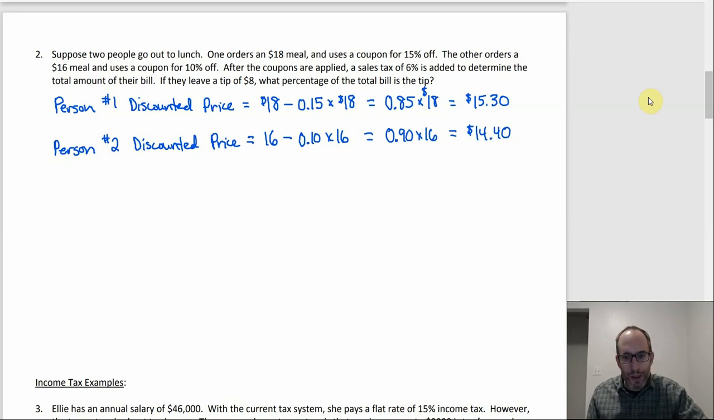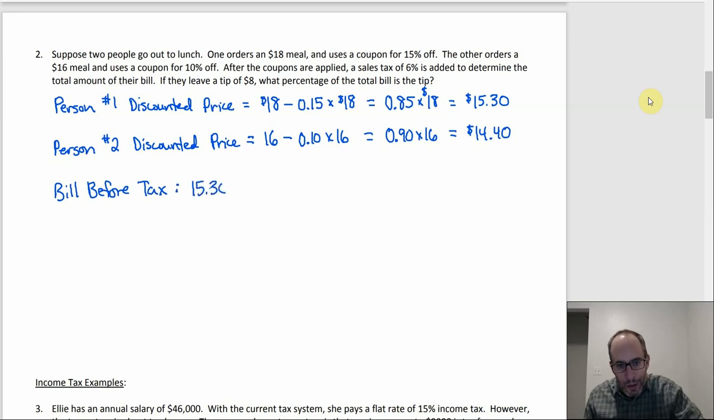Okay. So then their bill before tax would be the 2 individual meal prices added together after the discounts have been applied. So the bill before tax, that's going to be 15.30 plus 14.40, which is 29.70.